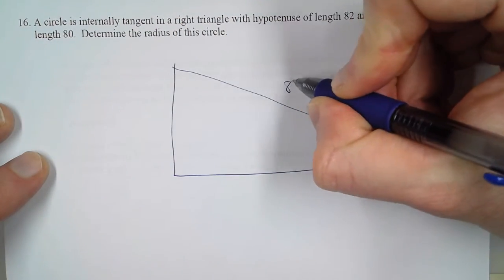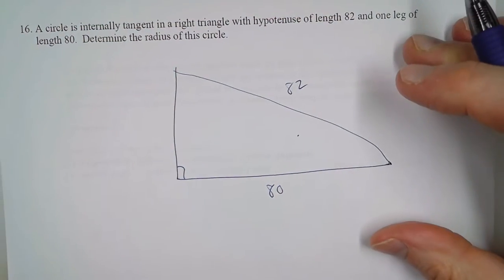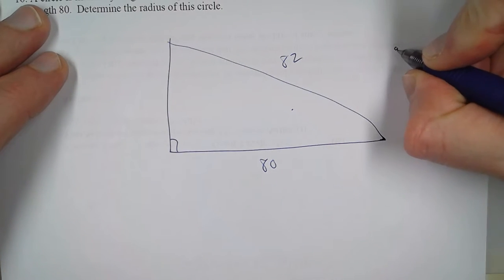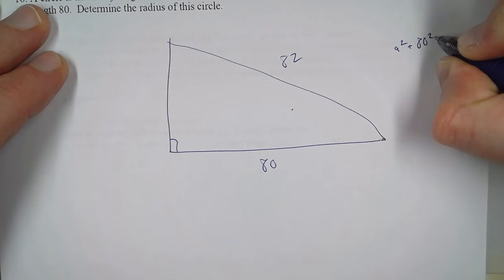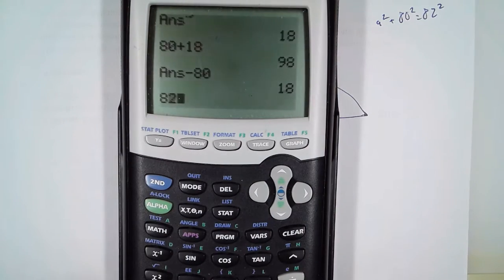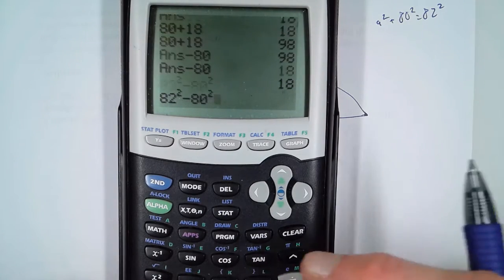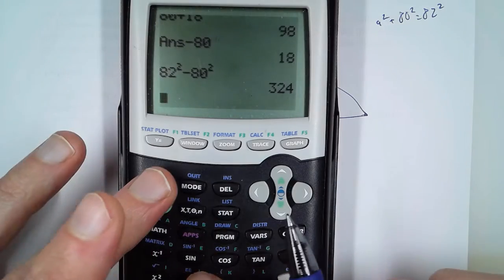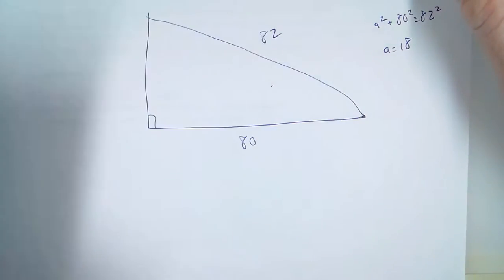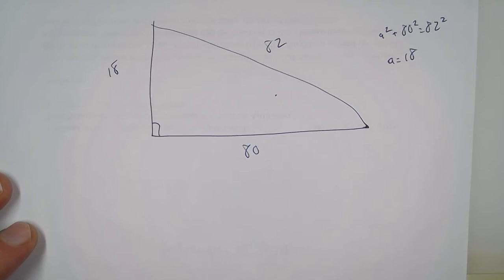We know that the hypotenuse is 82 and one leg is 80. And so the question is, what is the short leg? So we'll use the Pythagorean theorem. So a squared plus 80 squared equals 82 squared. So 82 squared minus 80 squared is 324, and we take the square root of that, and we get a equal to 18. All right, so there is our right triangle.